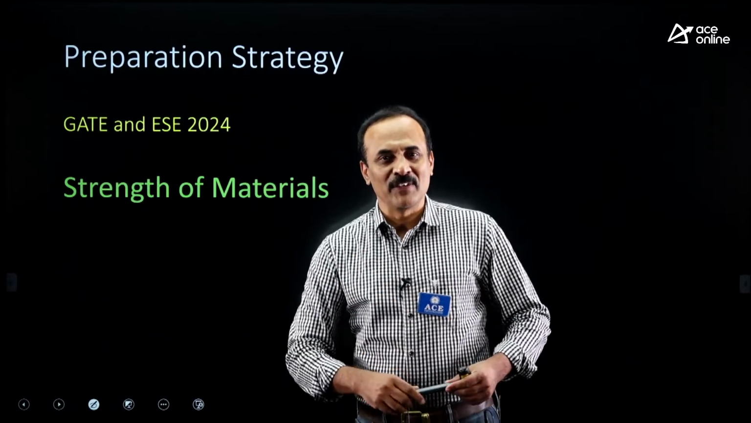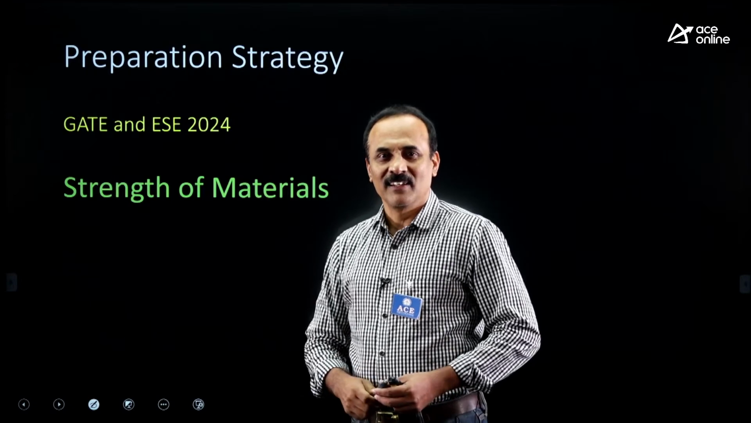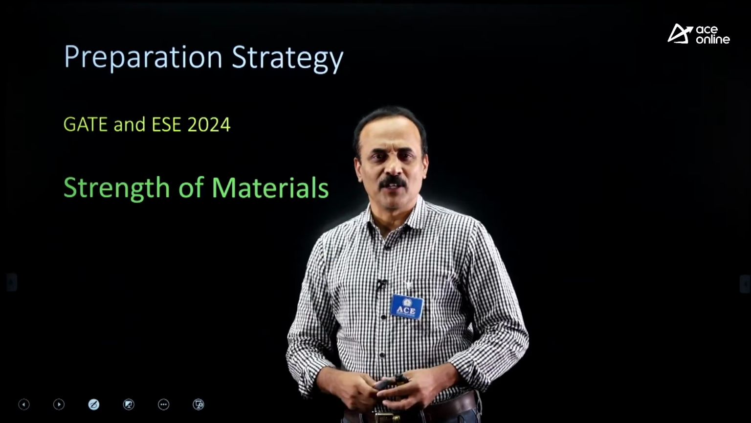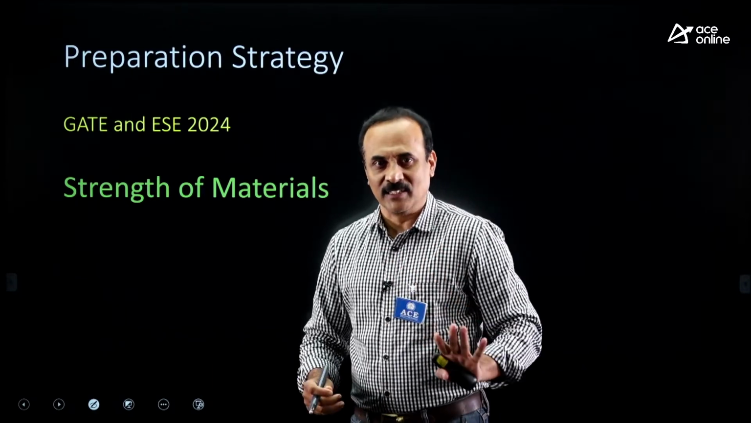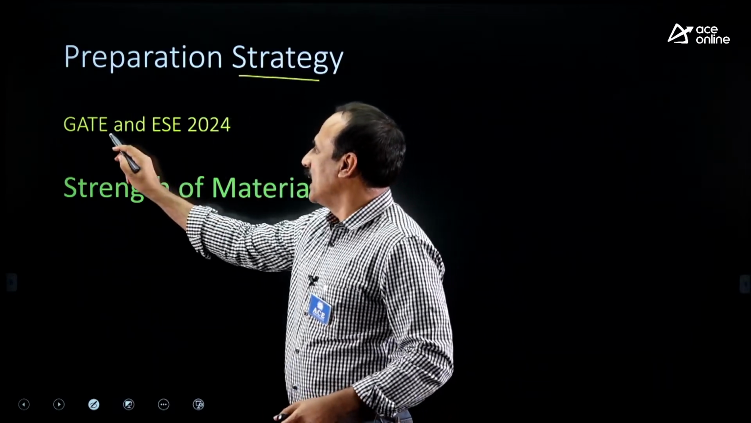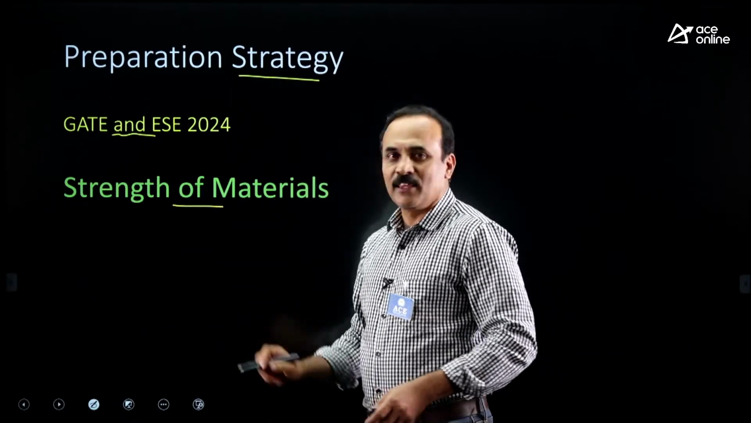July is also going away. August, September, October, November, December, 5 months are there for full swing preparation. Even if 5 months is more than enough for your preparation, if you prepare with strategy. So we'll talk about preparation strategy for GATE and ESE, both the exams, in the subject of strength of material.